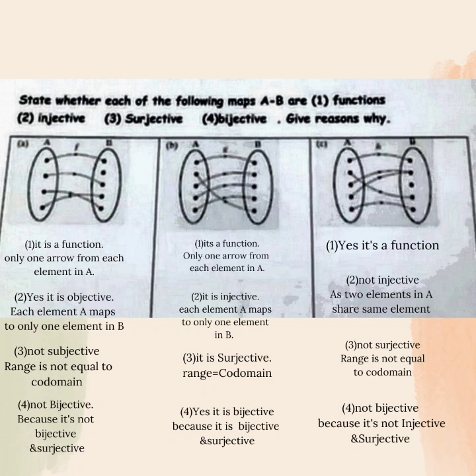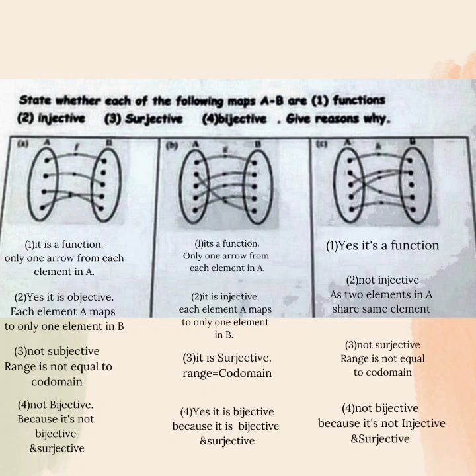Number 2. Is it injective? So, for every input is there a unique output, and yes, there is. Each element maps to one element in B. The reason is each element in A maps to only one element in B. 3. Is it surjective?